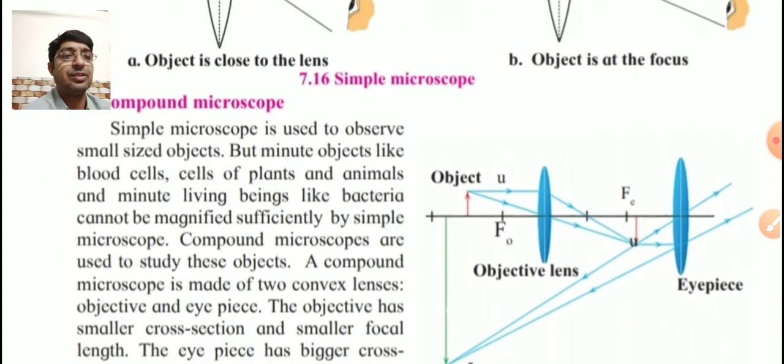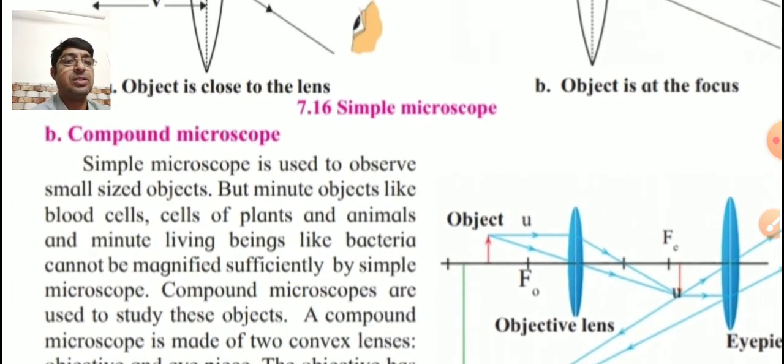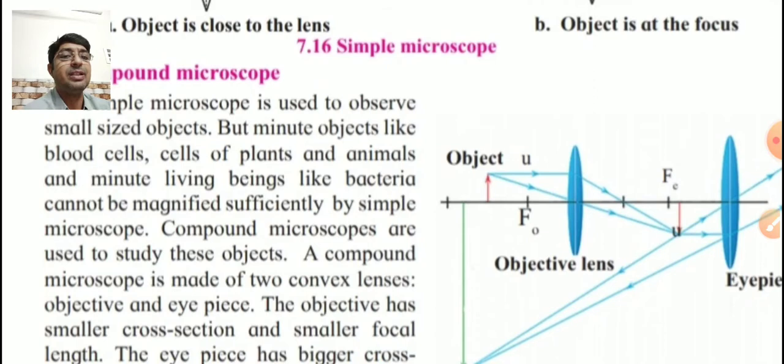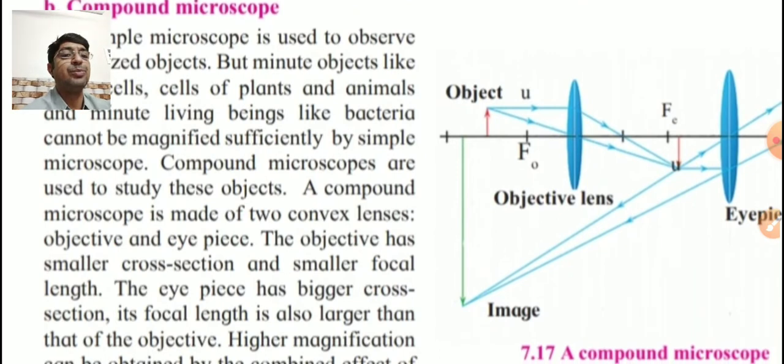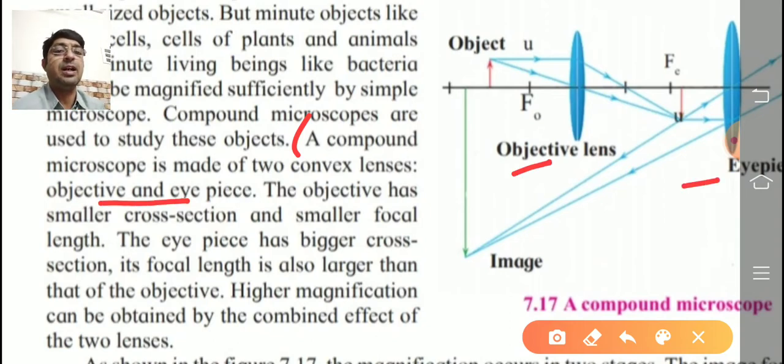Now see the explanation. Simple microscope is used to observe small size objects, but minute objects like blood cells, cells of plants and animals, and minute living beings like bacteria cannot be magnified sufficiently by a simple microscope. So compound microscopes are used to study these objects. Construction starts from this point. A compound microscope is made of two convex lenses named objective lens and eyepiece. Objective and eyepiece. And you write the answer point wise.